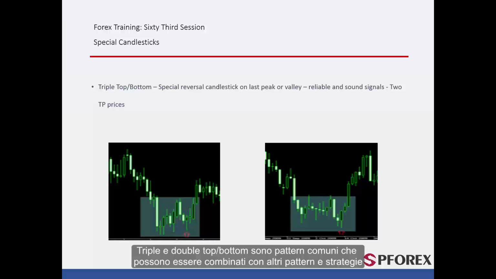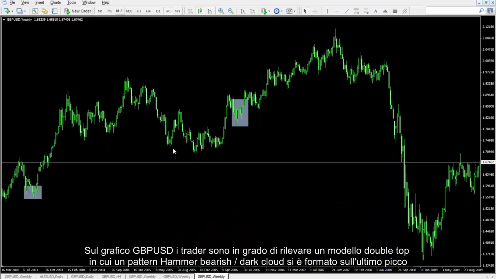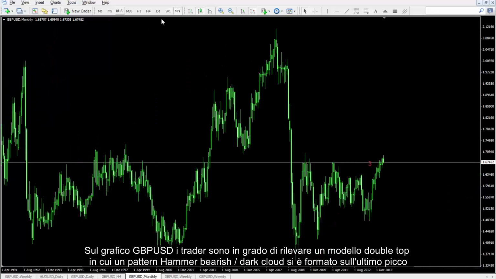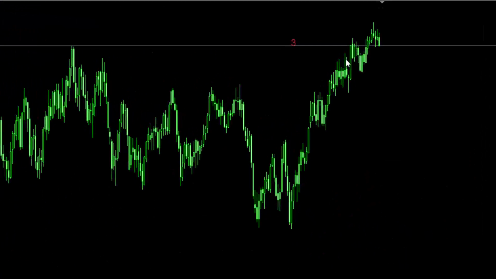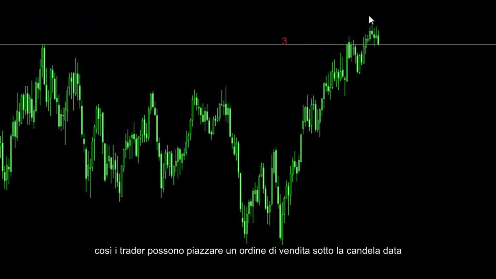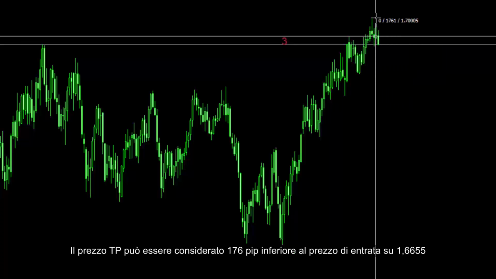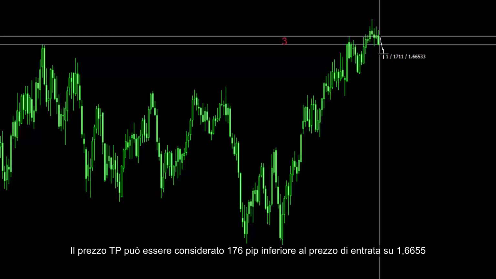Triple and double top or bottom are common patterns which can be combined with other patterns and strategies. On the British pound against US dollars chart, a trader can detect a double top pattern in which a bearish hammer or dark cloud pattern has formed on the last peak. Thus, a trader could place a sell order under the given candle. TP price can be considered 176 pips lower than entry price on 1.6655.